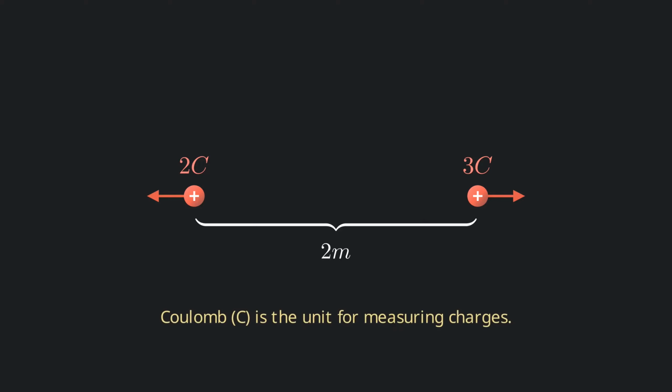Let's do a quick example so that you really understand the formula. We will imagine two charges with a distance of 2 meters from each other. The first particle has a charge of 2 Coulomb, and the second particle a charge of 3 Coulomb. Coulomb is the unit for measuring charges. We can now simply plug these values into our formula.